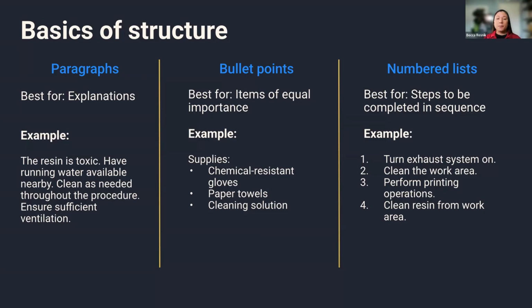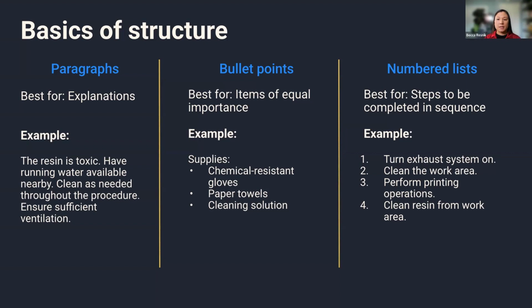Looking at the bullet points, the purpose of a bullet point is to give you a list of items of equal importance. So it's just a list of things. No one item needs to happen before the other or is more important than the other. For example, the supplies listed in this procedure are chemical resistant gloves, paper towels, and cleaning solution.